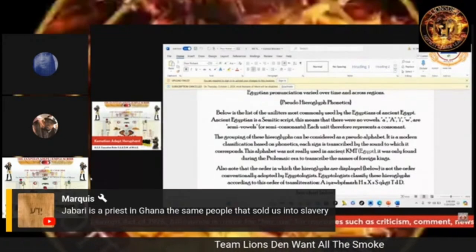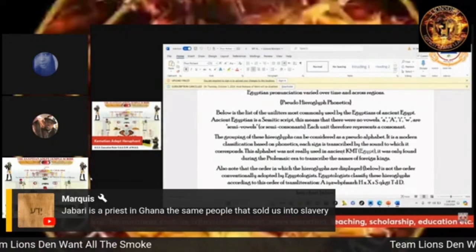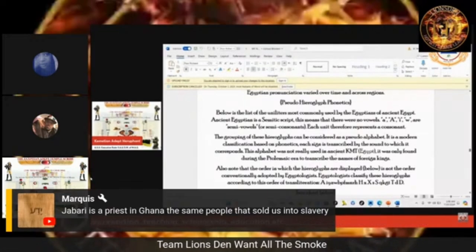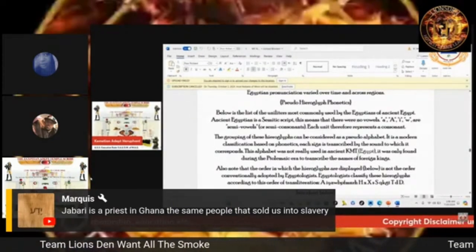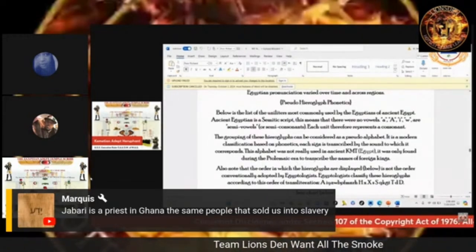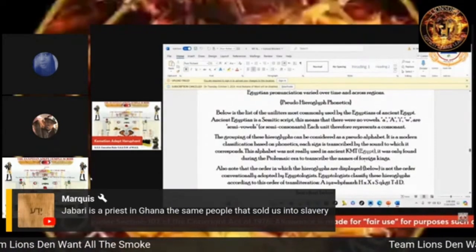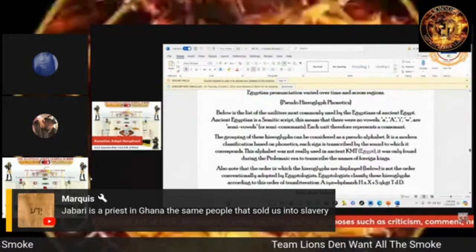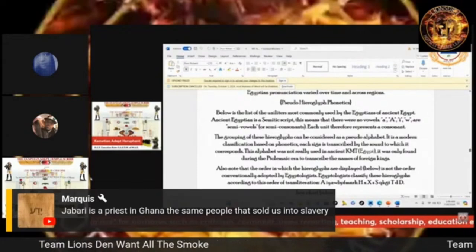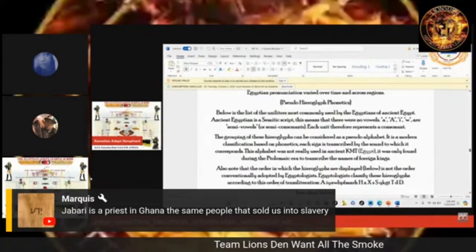He admitted it. But now I get up there with him, and he still wanted to defend this Ptolemaic methodology. And that's why I got to get it. It says this alphabet was not really used in ancient Kemet. These aren't my words. This is an excerpt that I took, and I'm going to show you the website I got it from. It was only found during the Ptolemaic era to transcribe the names of foreign kings. Goodness gracious. It says also, note that the order in which the hieroglyphs are displayed below is not the order conventionally adopted by Egyptologists. Egyptologists classify these hieroglyphs according to this order of transliteration.